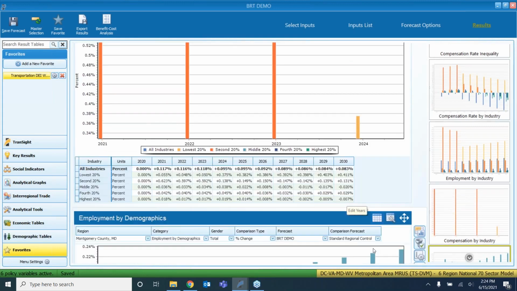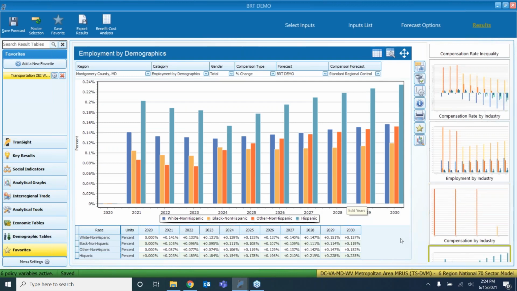Moving on to employment by demographics. This is where we can get a good look at how this policy, or this project in this case, is differentially impacting different racial and ethnic groups. So perhaps most dramatically, we can see that the Hispanic population is benefiting the most out of all 4 of our groups here.